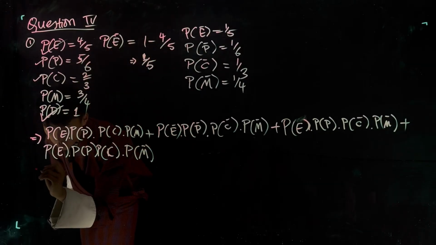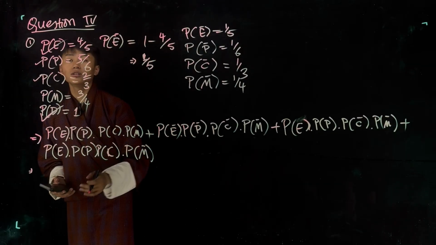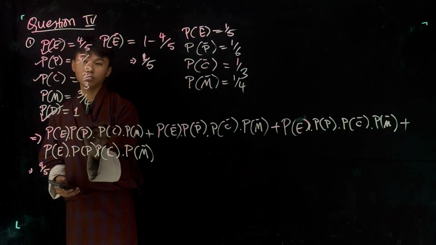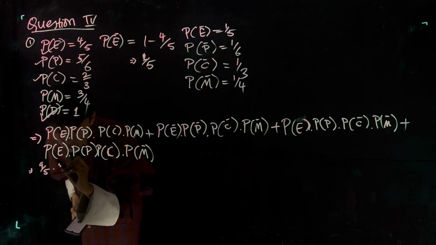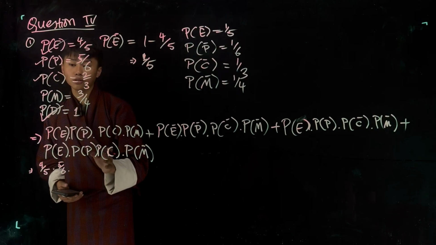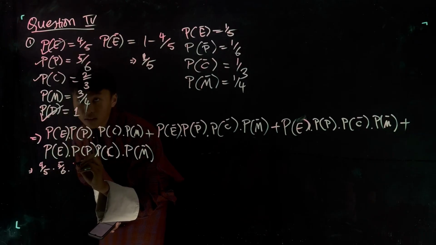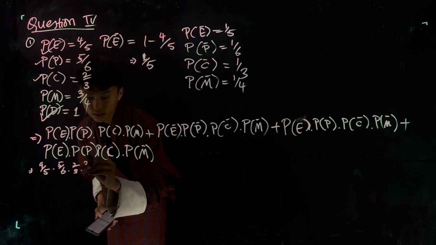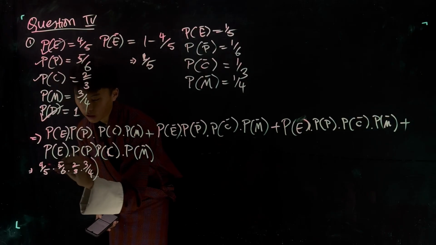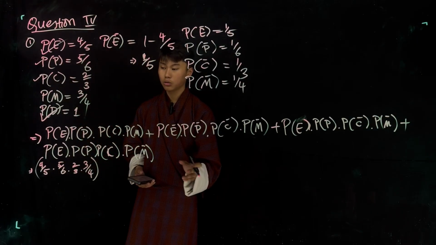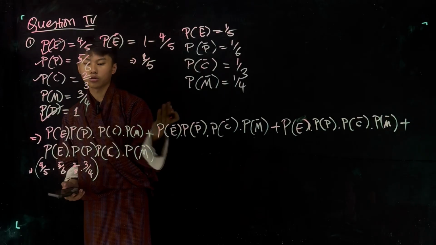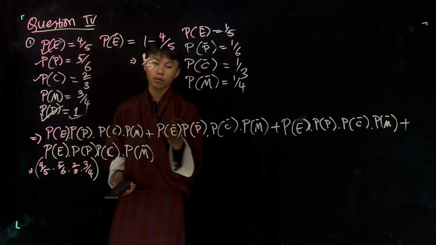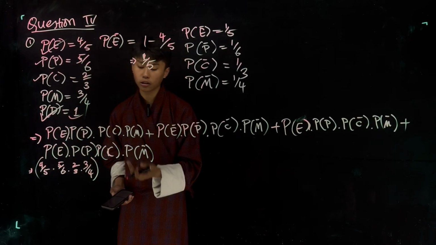Now let's do the calculations. Probability of him passing in English is 4 by 5, multiplied to the probability of him passing in physics, which is 5 by 6, multiplied to the probability of him passing in chemistry, multiplied to the probability of him passing in mathematics. I hope you all know why we do not include the possibility of him passing in Zonka, because he is guaranteed to pass in Zonka, and multiplying by 1 will not bring any changes to the calculations.